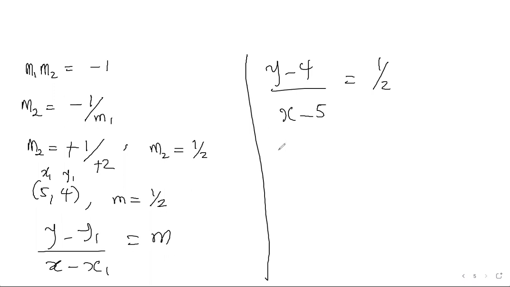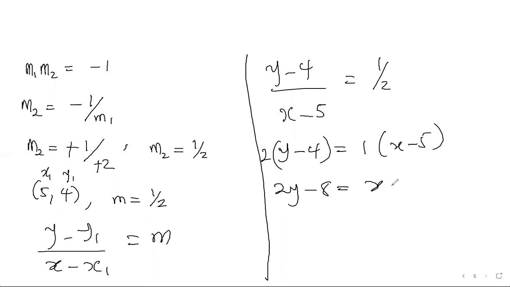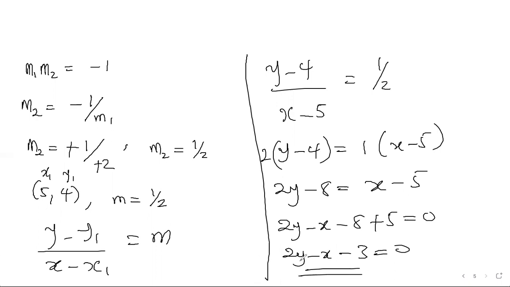So if I cross multiply, (y - 4) times 2 equals x - 5, okay? So this will give me 2y - 8 = x - 5. So 2y - x - 8 + 5 will be equal to 0. So 2y - x - 3 = 0. So that's the equation of the line.